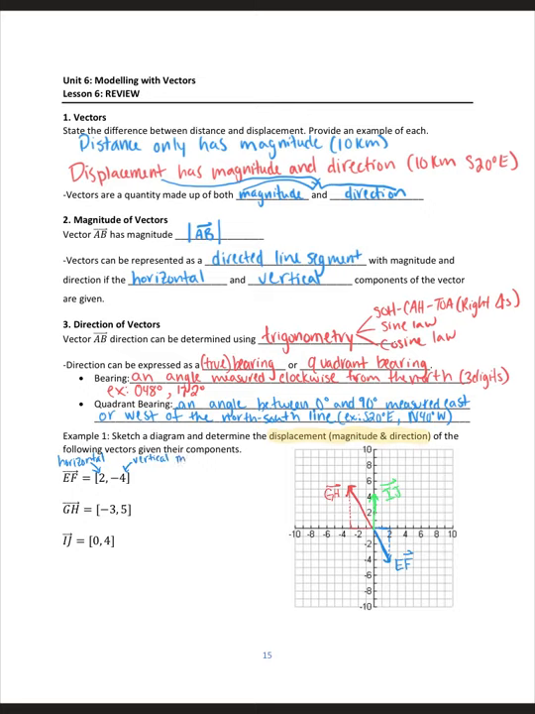So first let's do the magnitude. And then we'll take a look at the direction. Okay, so our first one, if we need to find the magnitude, we're basically finding the third side of this triangle, right? So we know that this side of the triangle is 2, and this side of the triangle here is a length of 4.